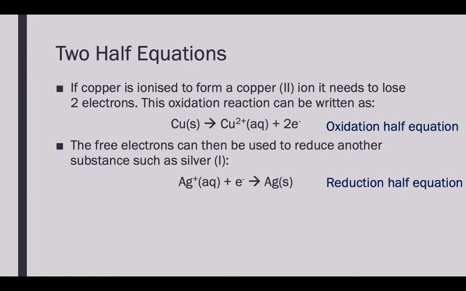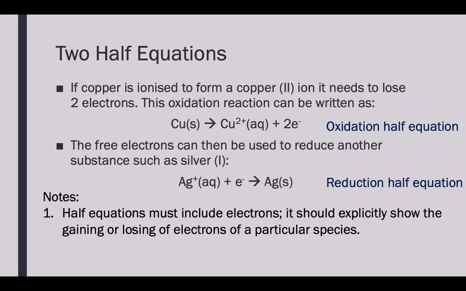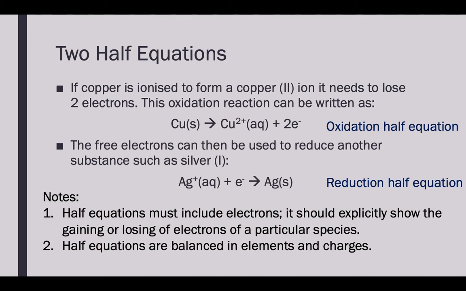Here we want to make some observations before we move on. First of all, half equations must include electrons, as you see. It should explicitly show the gaining or losing of electrons of a particular species. Secondly, half equations are balanced. They are balanced in elements and charges.